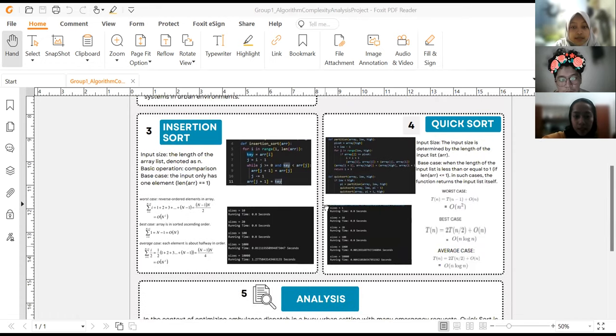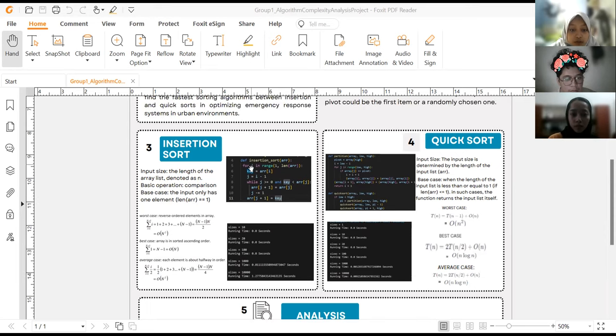We're going to talk about the insertion sort. And here's the code that we use for insertion sort using the Python language. So def insertion_sort(array): for i in range from 1 to length of the array, key is equal to array[i], j is equal to i minus 1, while j is greater than or equal to 0 and key is less than array[j], array[j+1] is array[j], and j is minus 1. And then array[j+1] is the key.